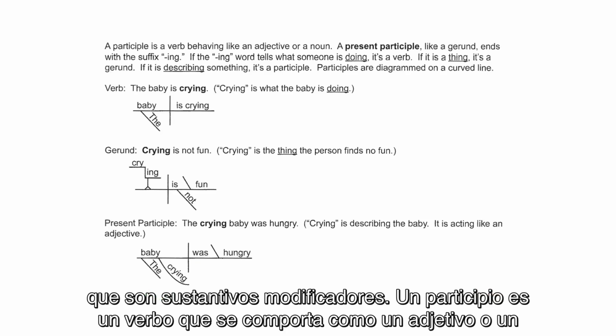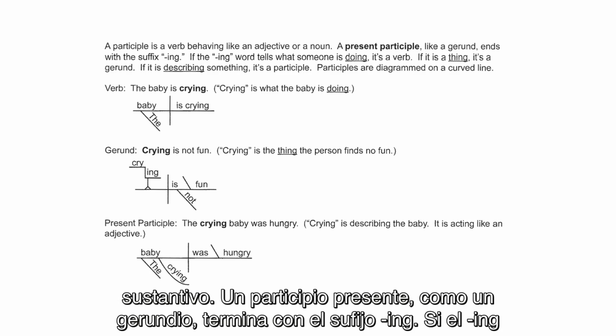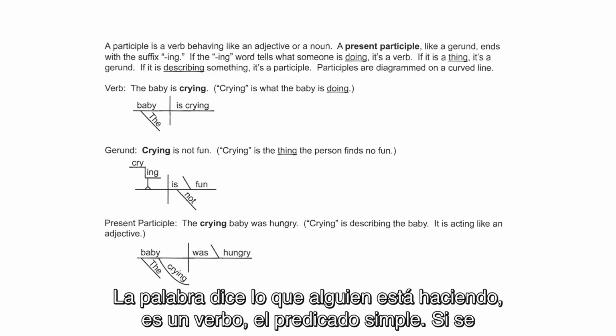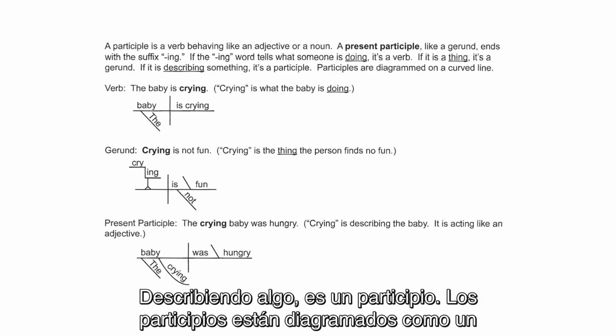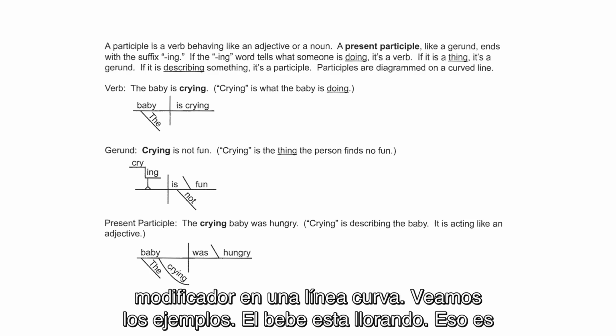A participle is a verb behaving like an adjective or a noun. A present participle, like a gerund, ends with the suffix ing. If the ing word tells what someone is doing, it's a verb, the simple predicate. If it is a thing, it's a gerund, like the simple subject or the direct object. If it is describing something, it's a participle. Participles are diagrammed like a modifier on a curved line. Let's look at the examples.